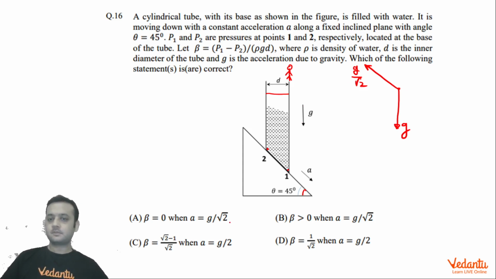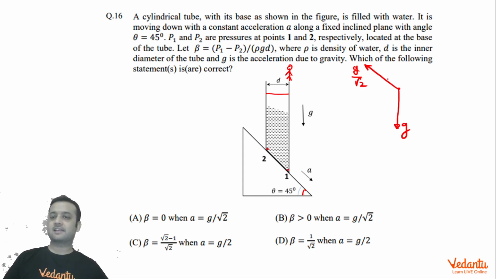Now, why am I writing g by root 2? Because first I am taking options A and B. In options A and B, acceleration is g by root 2. So if you resolve, this is the effective gravity. Now effective gravity will be the vector sum of these two gravities, right?